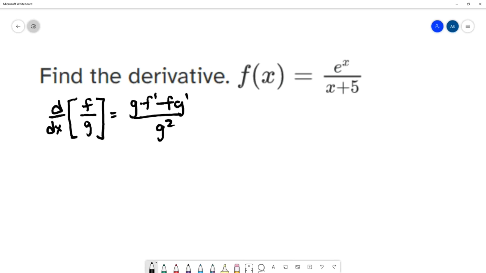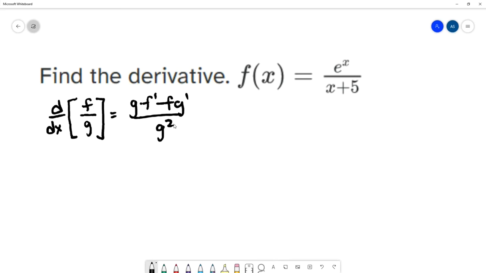So that's the denominator, excuse me, I've lost my mouse here. The denominator times the derivative of the numerator minus the numerator times the derivative of the denominator over the denominator squared.